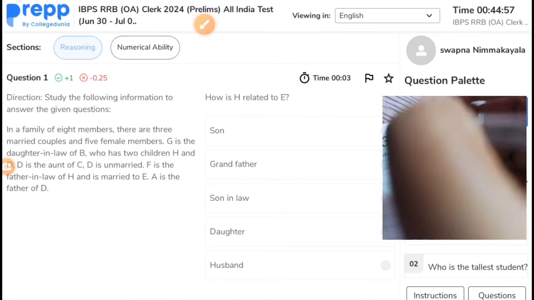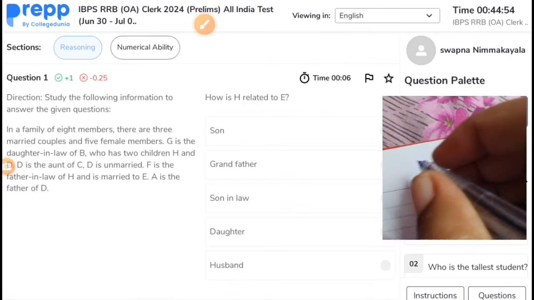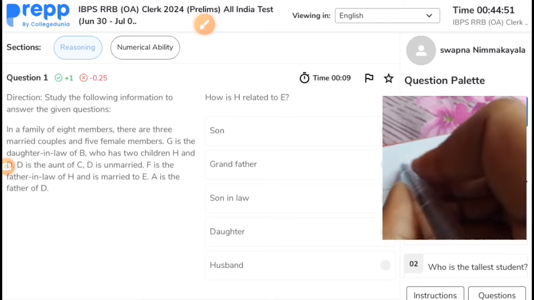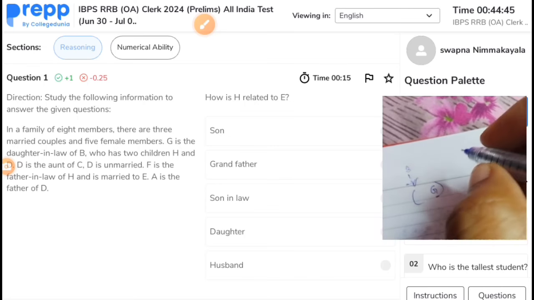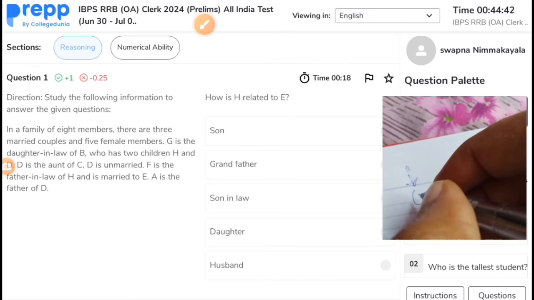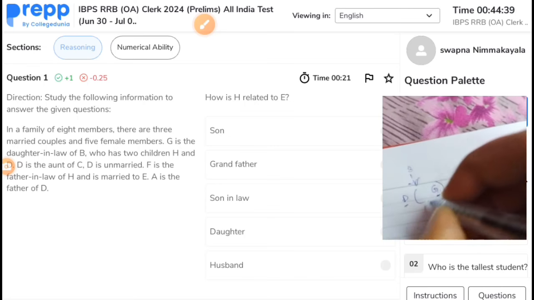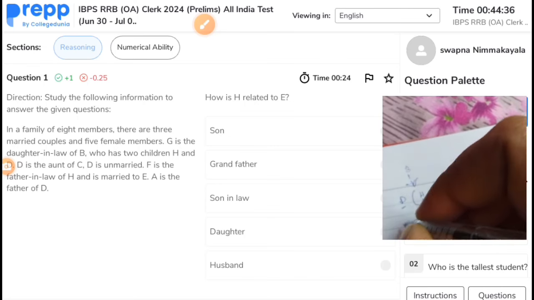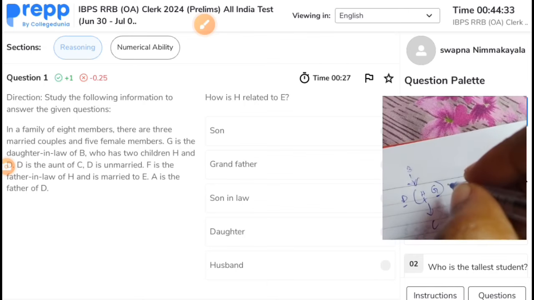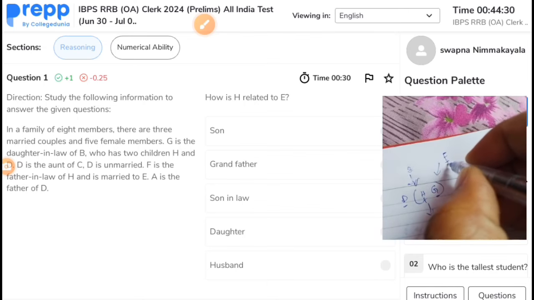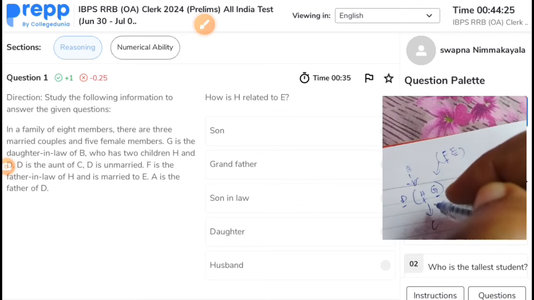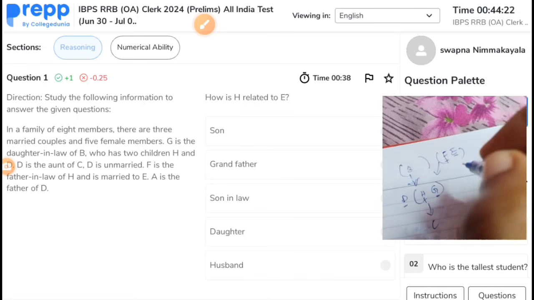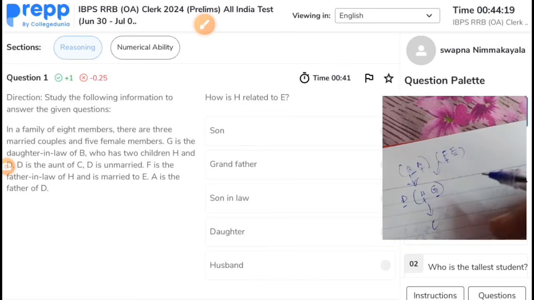In a family of 8 members, there are 3 married couples and 5 female members. G is the daughter-in-law of B. B has 2 children, H and D. D is the aunt of C. D is unmarried. F is the father-in-law of H and married to E. E is the father of D. B is the mother. How is H related to E? Son-in-law.